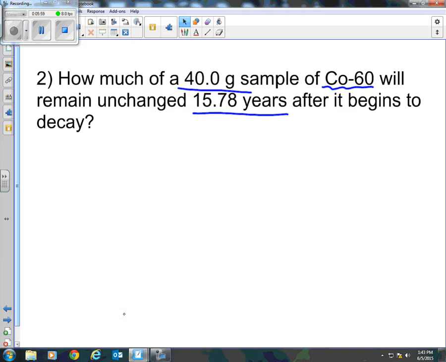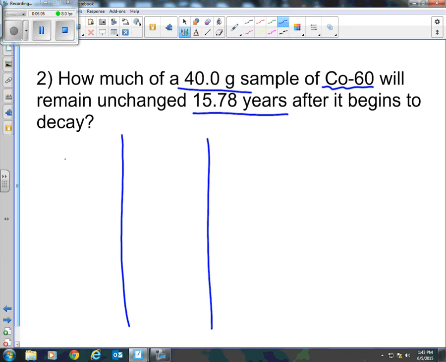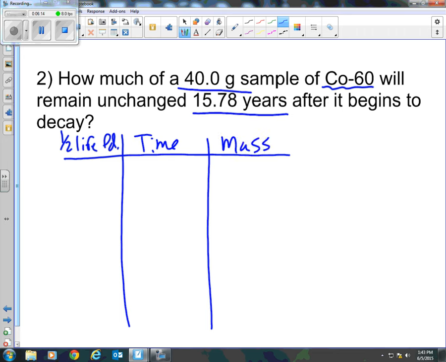So going back to it, I know I can set up my chart, which I'm very comfortable doing, and I'll show you with the arrow method as well. I've got my half-life periods, time, and mass. I start off with 0 time having elapsed, and in this case an initial mass of 40. After one half-life period, 5.26 years, of that 40 grams, only 20 would remain as cobalt-60.